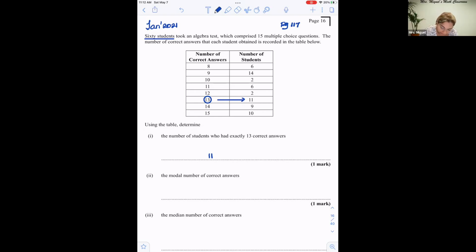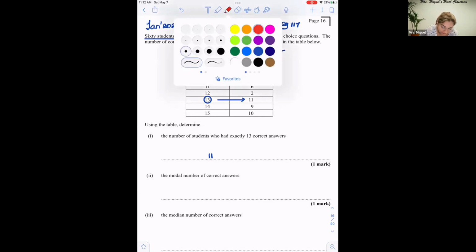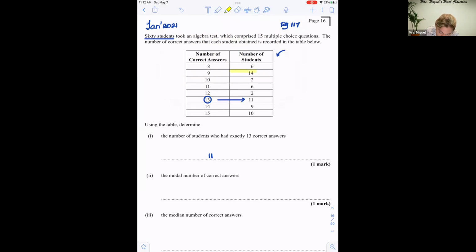So we are going to this column and we are looking for the number of students, which is the largest number. And the largest number in this table is 14. Now, 14 isn't the mode. They are asking for the number of correct answers. So 14 persons had 9 correct answers.